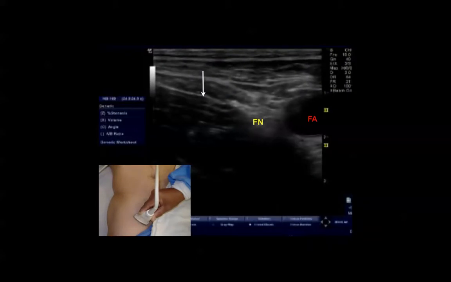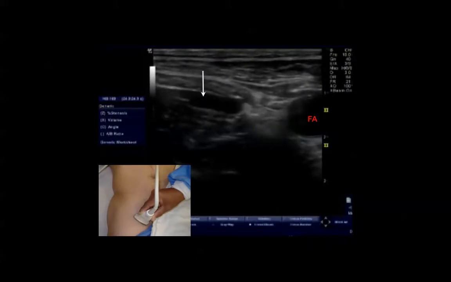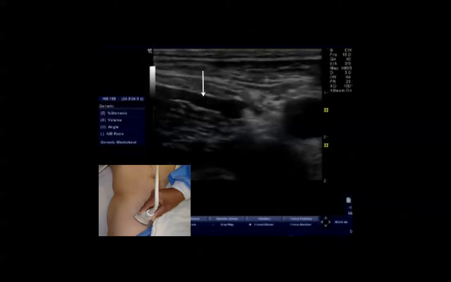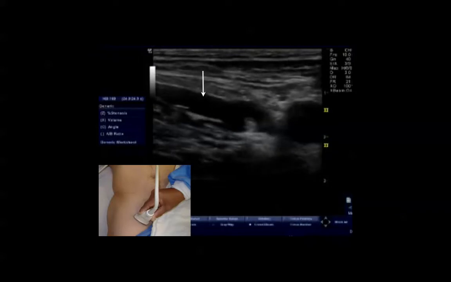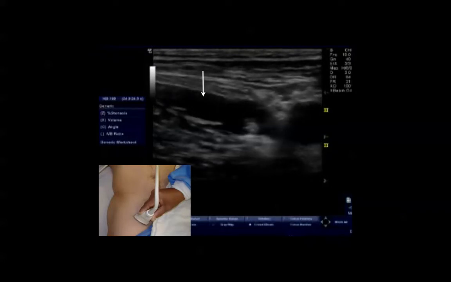One more example here. And sometimes just when you think it's not going to go deep to the artery, it does. So that's another successful block.